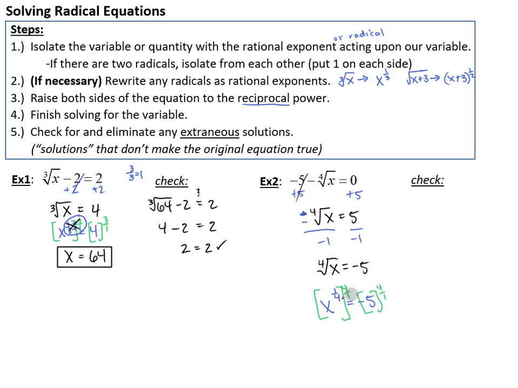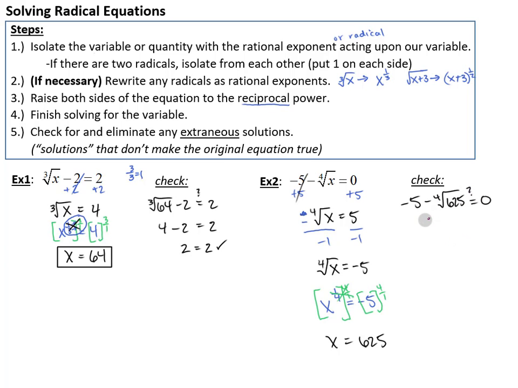So here again, we're going to get 4/4. This changes my exponent to a 1. We get x to the first, which is just x, and -5 to the 4th power, -5 times itself 4 times, is 625. So let's check this. Obviously a big number to check here, but let's see. -5 minus the 4th root of 625, does that equal 0?